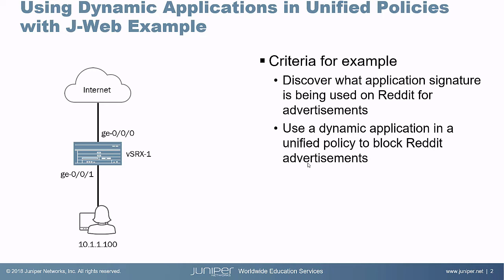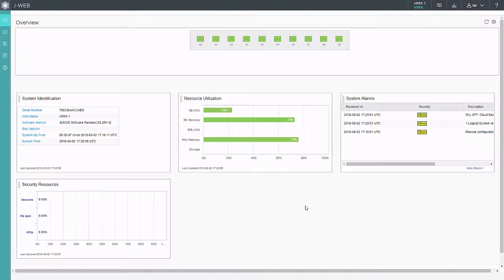What we need to do for this example is we do want the users to be able to use Reddit. However, we don't want the advertisements that come through to be shown. So what we're going to do is first discover what the application signature is for those advertisements on Reddit. Then we're going to use a dynamic application in a unified policy to block those advertisements. So let's jump to the J-Web interface and have a look at this.